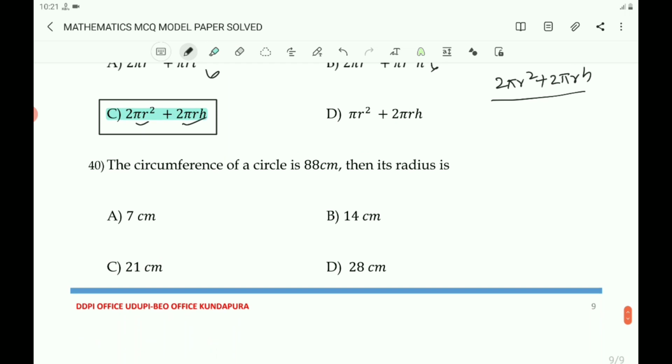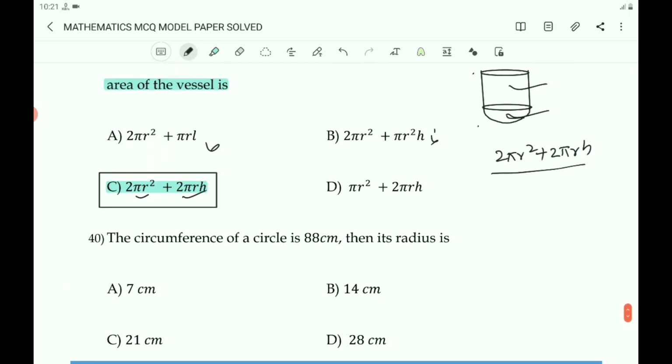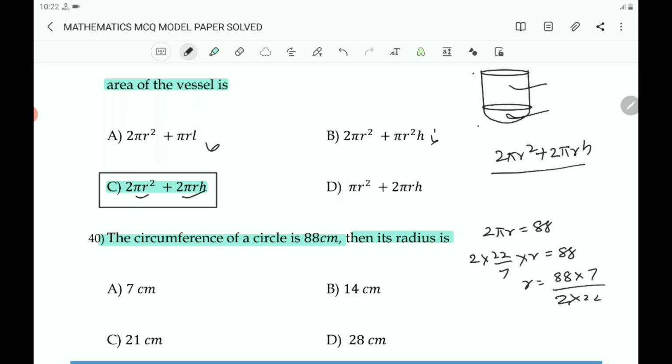Then you take the last question, that is, the circumference of a circle is 88 cm, then its radius is. The circumference of a circle is 88 cm, then its radius. So what is given here? Circumference of a circle, that is 2 pi r, is given. 2 pi r equals 88, that is 2 into 22 by 7 into r equals 88. Then r equals what? 88 into 7 by 2 into 22.